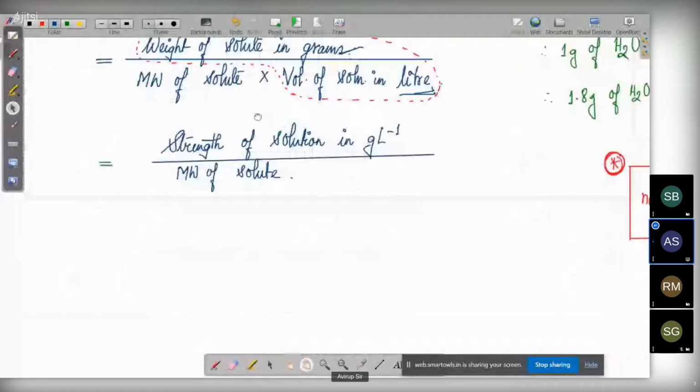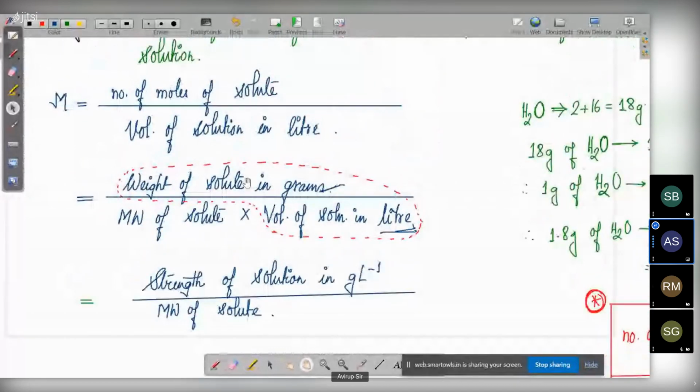Suppose they tell us the volume of solution is 100 milliliter. But now you see our formula is basically volume in liters. So you have two options. Either you convert the milliliter into liter and apply the first formula, or you can apply a second, alternative formula. Now see, that alternative formula is also basically the same thing. That is also the first formula only.